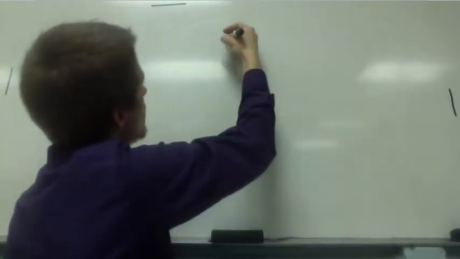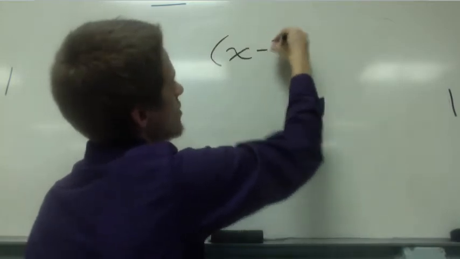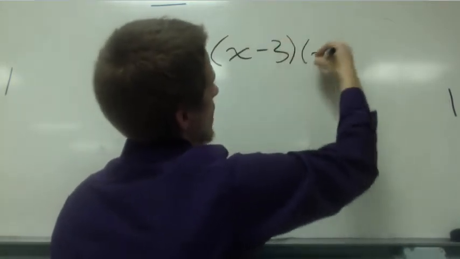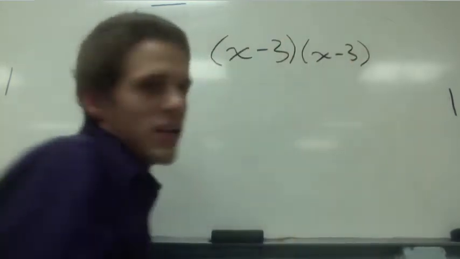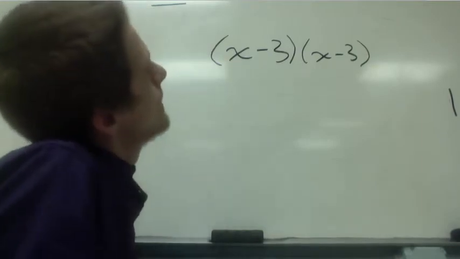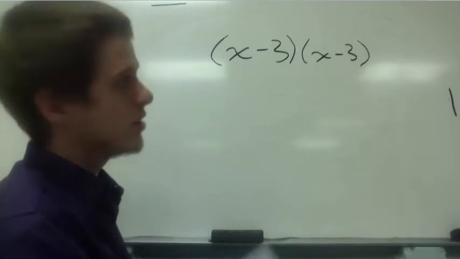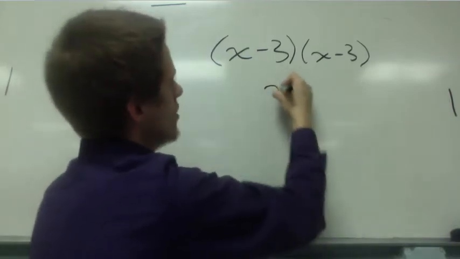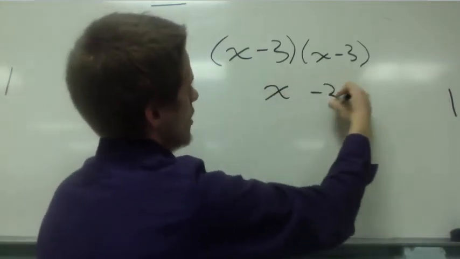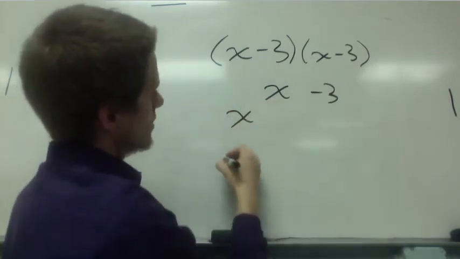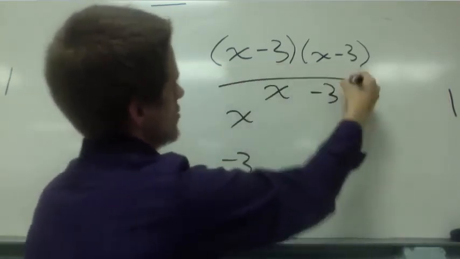Next one I want you to try out. X minus 3 times x minus 3. So again, I'm going to do the box method. Completely up to you if you want to use the distribution method or not. I've got an x and a minus 3 here. I've got an x and a minus 3 here as well.